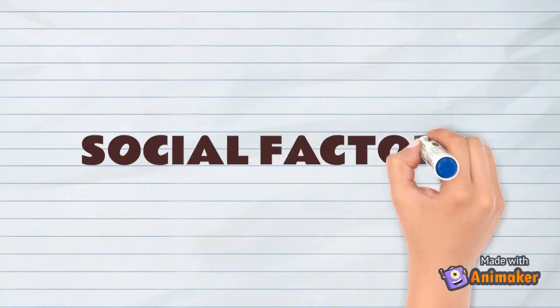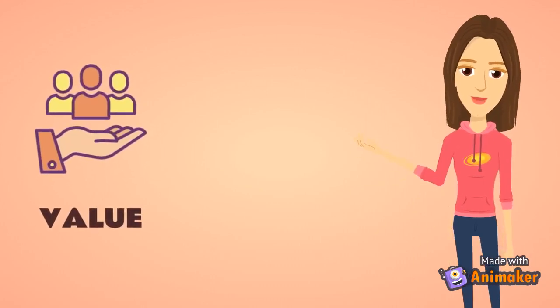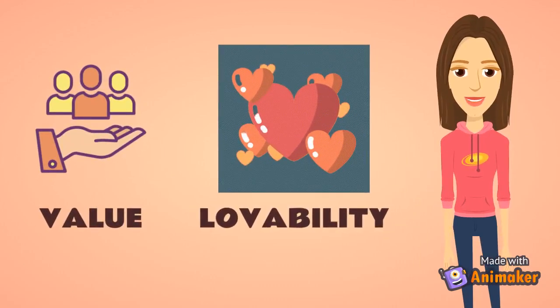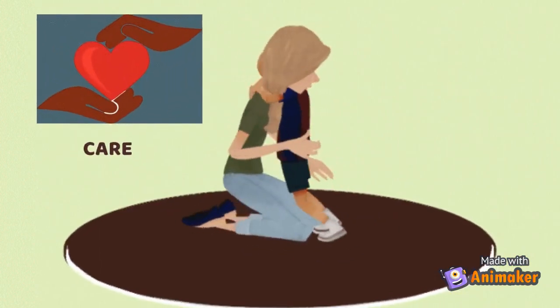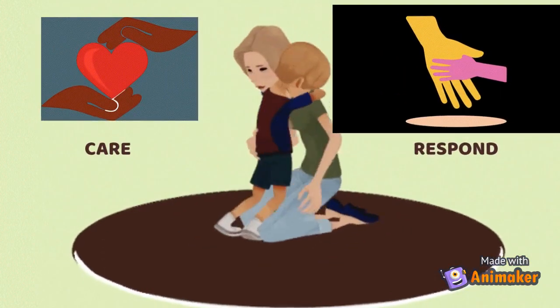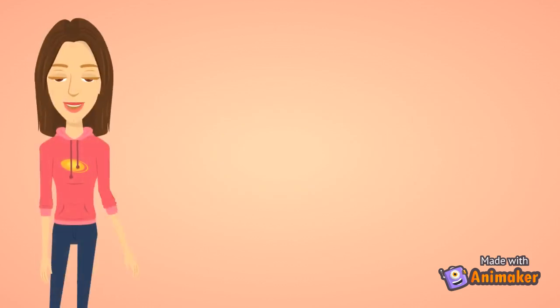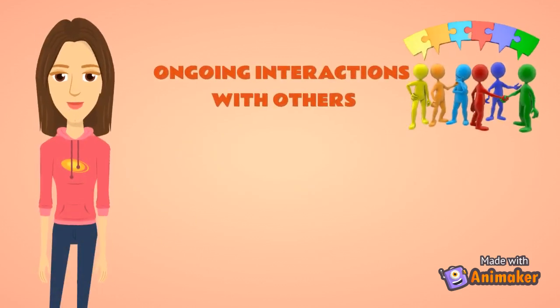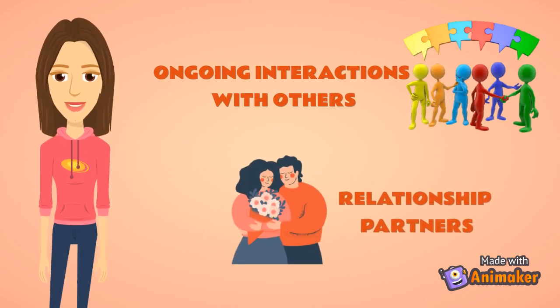Next is social factors: attachment process and social appraisal. People learn about their value and lovability when they experience how their mothers or caregivers care for them and respond to their needs. Maintaining, regulating, and expanding the self in interpersonal relationships. The self is continuously shaped through ongoing interaction with others or with significant relationship partners.